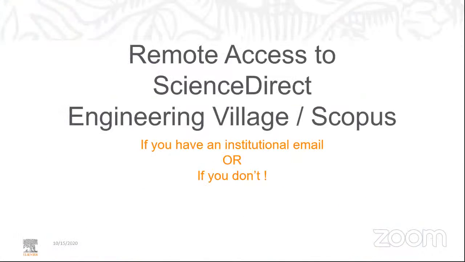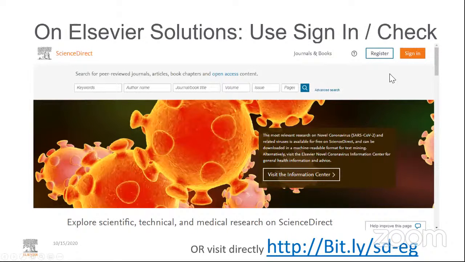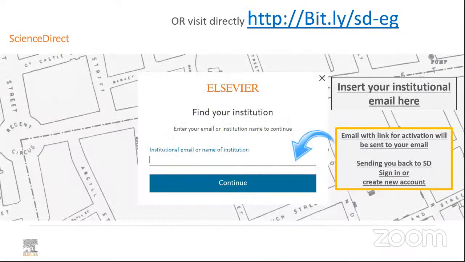So just one last point here, and I'm sorry for running overboard with the time. Just know that if your library is already providing you with subscriptions to some of the content being mentioned here, you will need just to sign into any Elsevier solution or click on this link here, bit.ly/sd-eg. What you will need to do is just use your institutional email. Your institutional email should be recognized. If you don't have an institutional email and you believe your library should give you access to these resources while working from home, then you should contact your librarian directly.